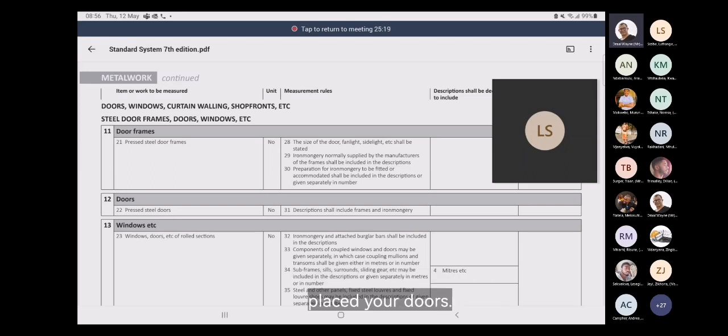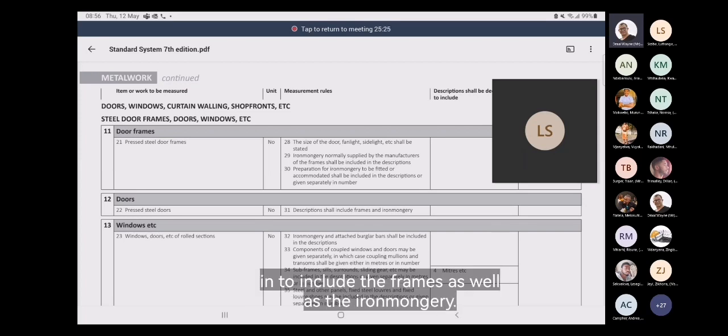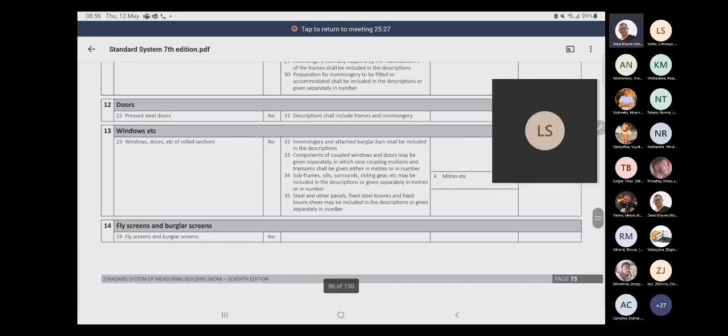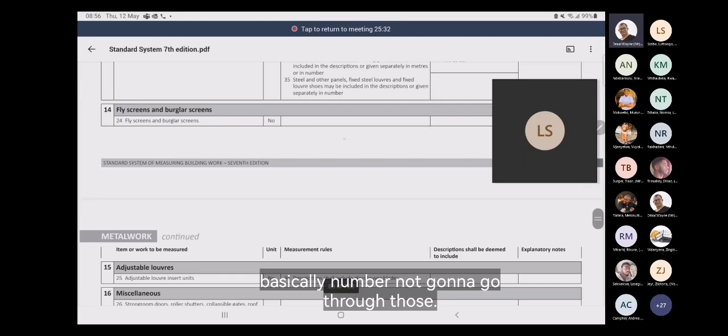Sometimes you have pressed steel doors. Shall be measured in number, and the description shall be deemed to include the frames as well as the ironmongery. Metal windows, we also would have done them in first year. They're measured in number. I'm not going to go through those.